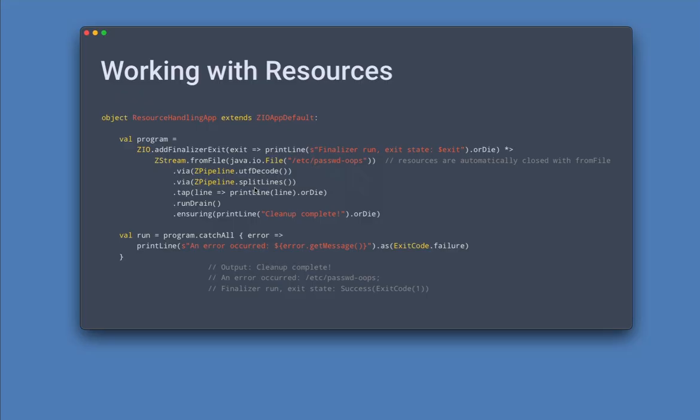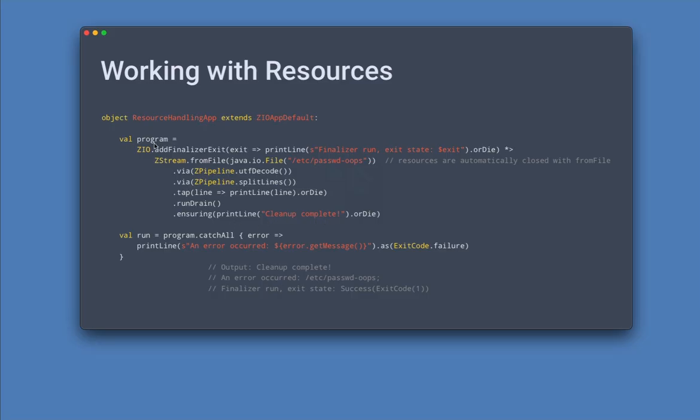What this does is gives us individual lines from the file. So now when I'm tapping, I'm dealing with a line, so I'm printing that line out. Then I call runDrain here. Things to note are that I called addFinalizerExit right here, and I say when the finalizer is called, print this text right here. Then I also added ensuring down here at the end after the runDrain, and I wrote here cleanup complete.